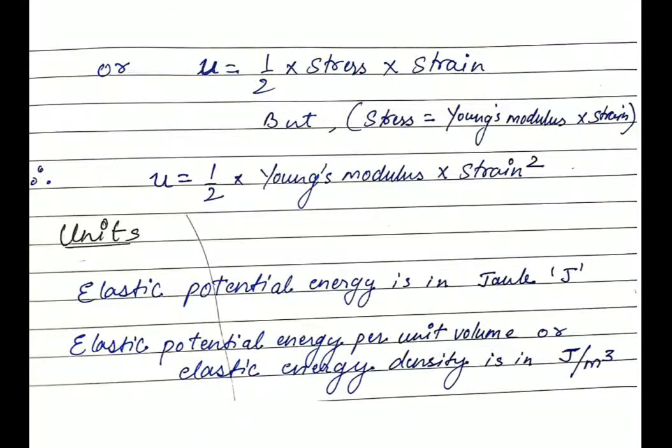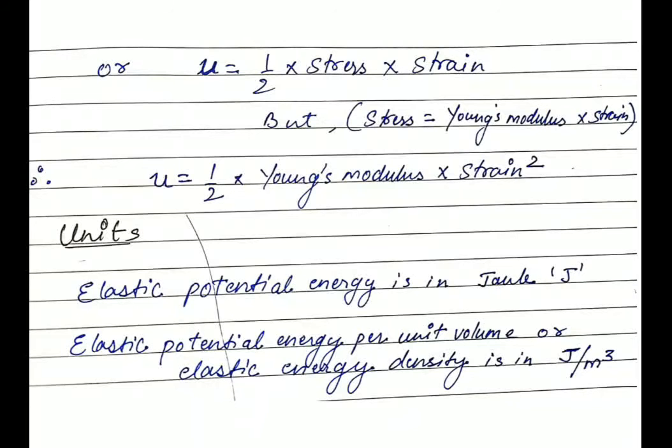You know students, stress is equal to Young's modulus into strain. This is actually the formula: Young's modulus is equal to stress upon strain. So we can write stress is equal to Young's modulus into strain, and putting this in the above equation, we get U is equal to half into Young's modulus into strain, that becomes strain square. The unit of elastic potential energy is joules, and for elastic potential energy per unit volume, that is elastic energy density, it is joules per meter cube.